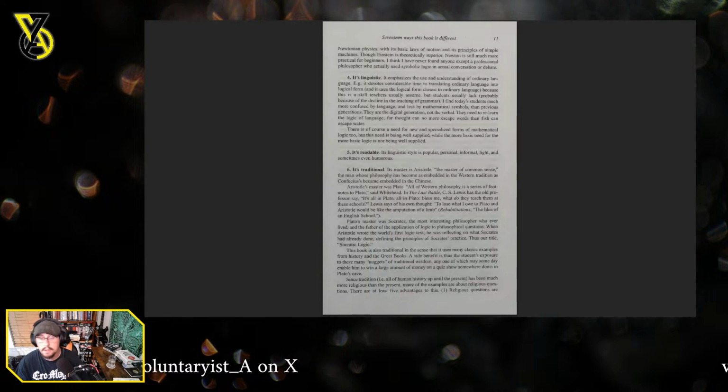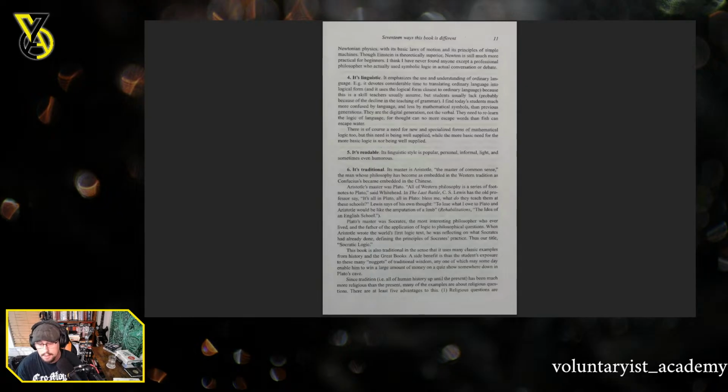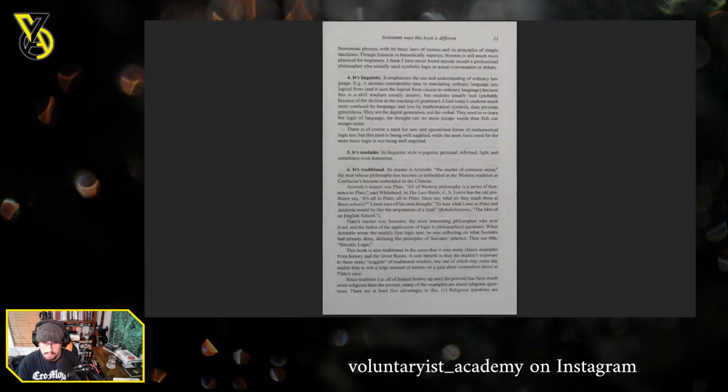Number 5, it's readable. Its linguistic style is popular, personal, informal, light, and sometimes even humorous. Number 6, this book is traditional. Its master is Aristotle, the master of common sense, the man whose philosophy has become as embedded in the Western tradition as Confucius's became embedded in the Chinese.